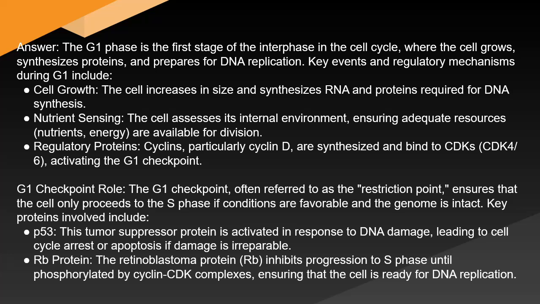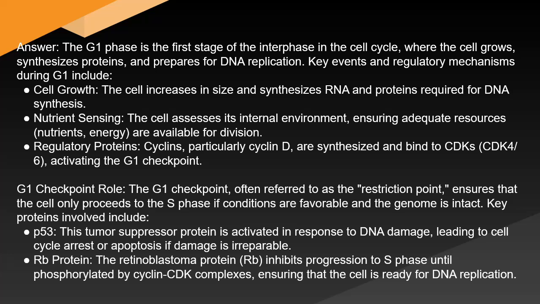G1 checkpoint role. The G1 checkpoint, often referred to as the restriction point, ensures that the cell only proceeds to the S phase if conditions are favorable and the genome is intact. Key proteins involved include p53. This tumor suppressor protein is activated in response to DNA damage, leading to cell cycle arrest or apoptosis if damage is irreparable.